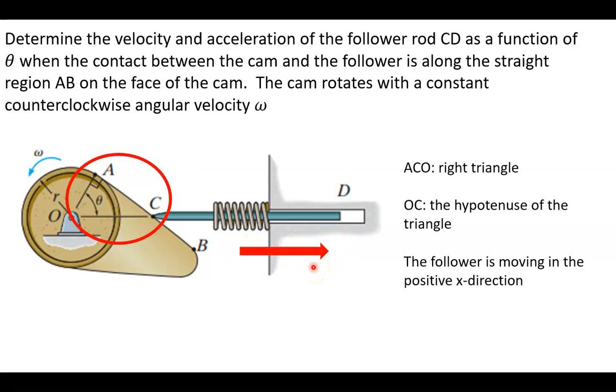So let's see. So AOC is a right triangle. O to C is the hypotenuse of that triangle. And the follower is moving in the positive x direction. So since we're taking a rotary motion and we're trying to relate it to something going in a linear motion, we're going to have to come up with several relationships between that cam motion and the follower's motion.